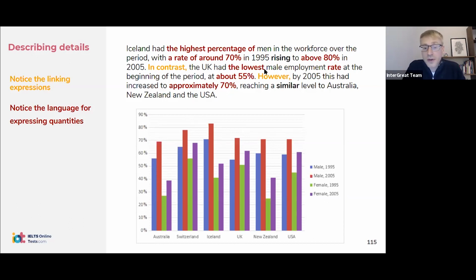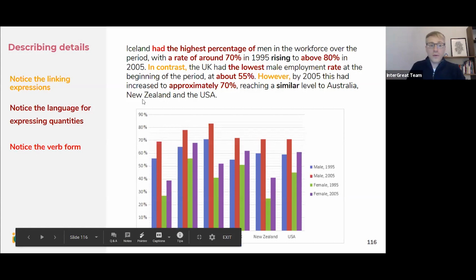We didn't mention Switzerland. There's so much information here. We don't have to describe everything, okay? You have to be selective for some of these graphs because there's so much information. It's really impossible to describe it all within the word count that you have, all right?